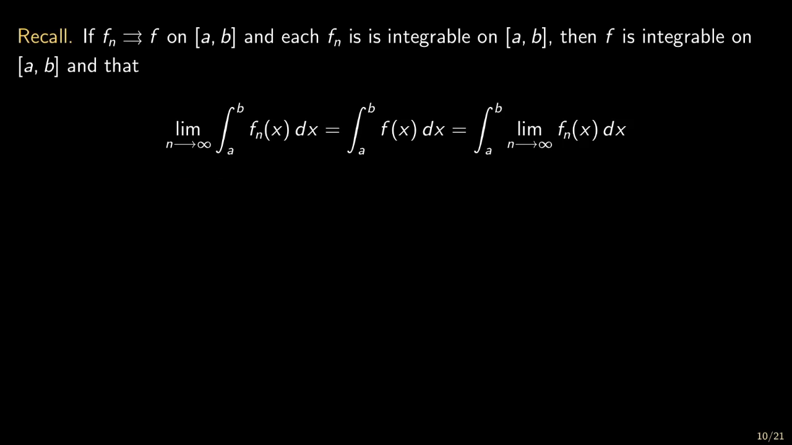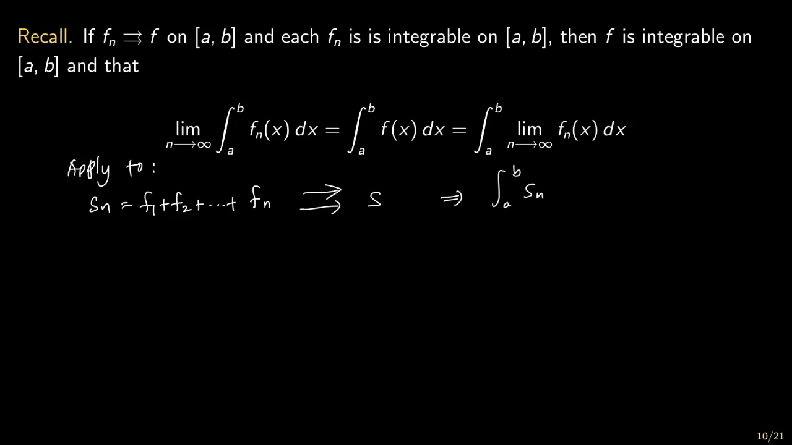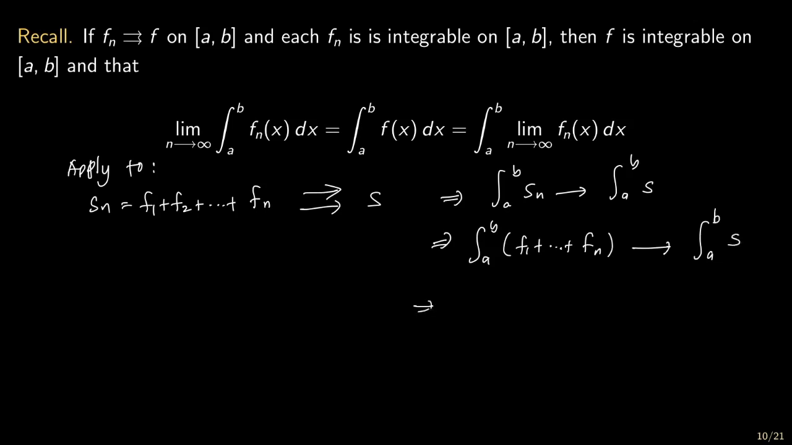With that, applying this property to the sequence of partial sums, S sub n equals f sub 1 plus f sub 2 up to f sub n, a finite sum of integrable functions, is integrable. We know that this converges uniformly, let's say, to a sum S. Then S is integrable, and the integral of S sub n should converge to the integral of S. But the integral of S sub n is the integral of the finite sum, and by linearity, the sum of the integrals converges to the integral of S as well.